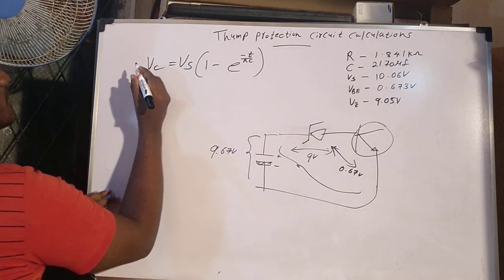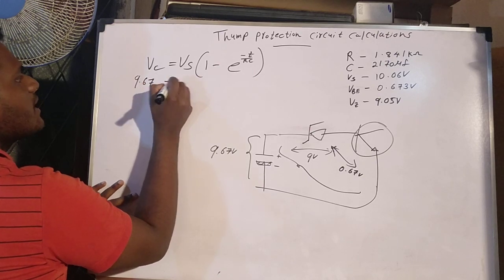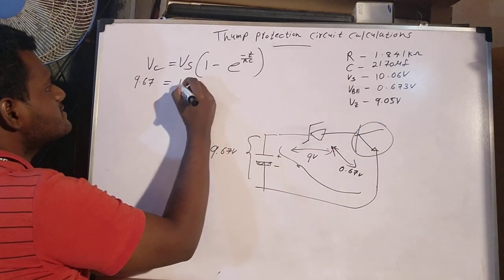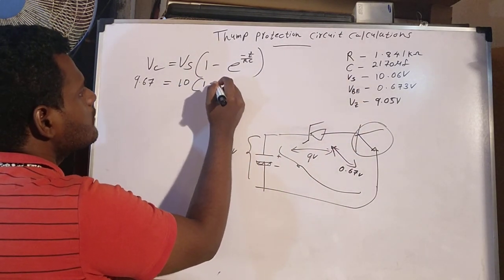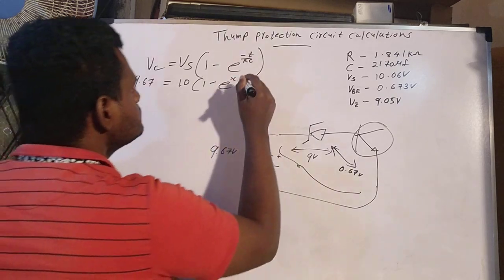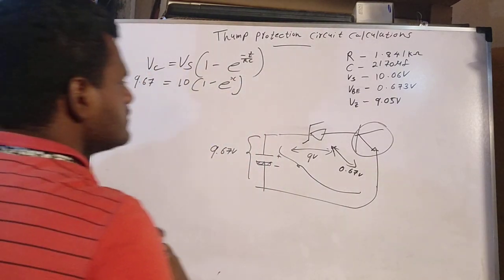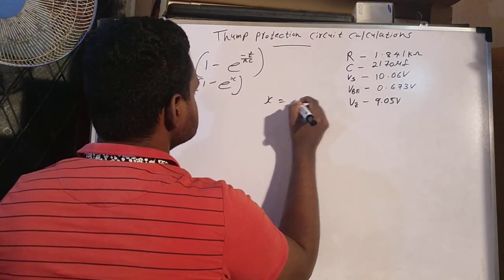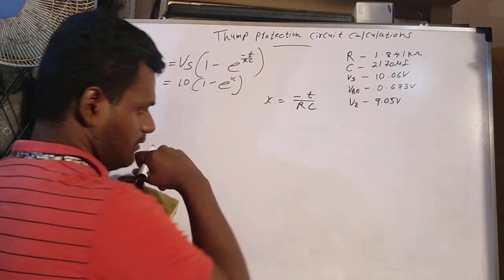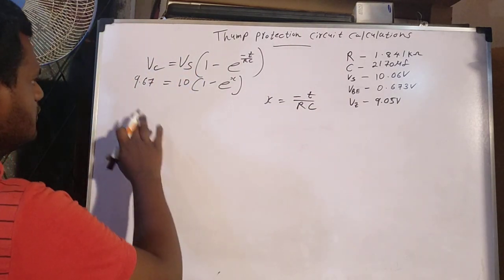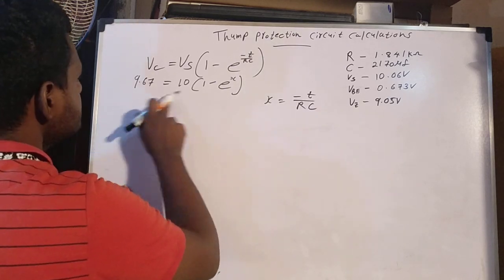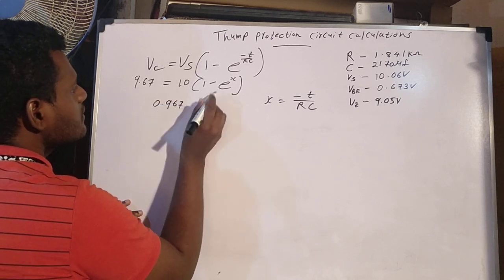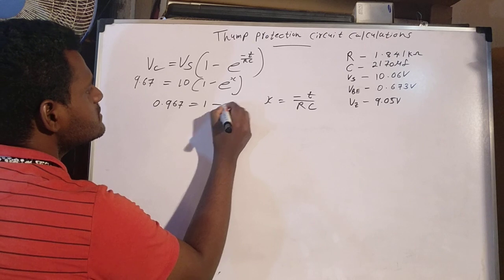Now I'm applying 9.67, and for Vs I neglected 6 millivolts, so I'm taking 10 volts, no problem. Then apply 1 minus e to the power x. This is the normal equation. So I'm erasing this one, and our x is minus t divided by RC. We have to solve this one. Here 10 is easy to divide, so 0.967 equals 1 minus e to the power x.